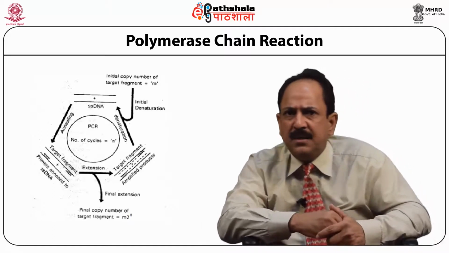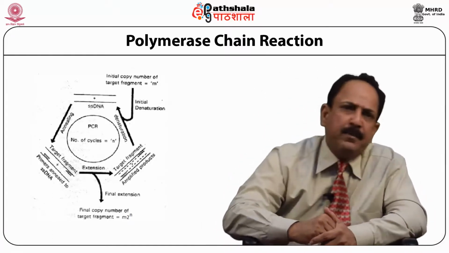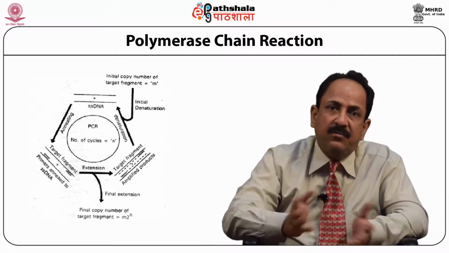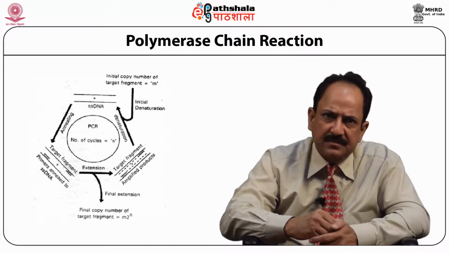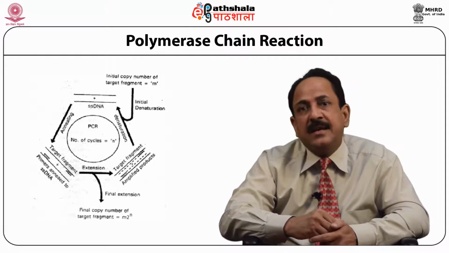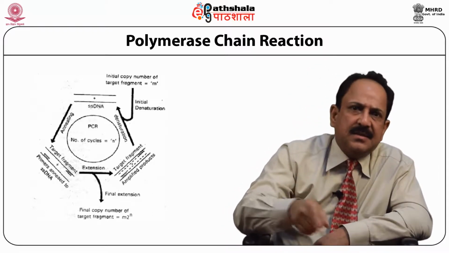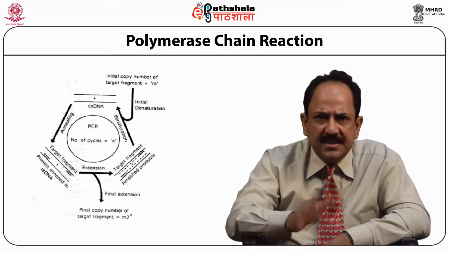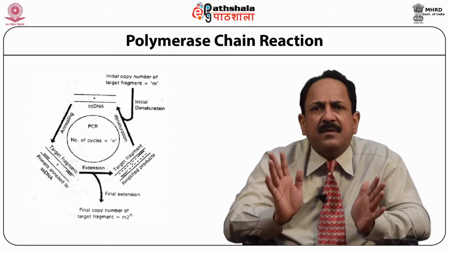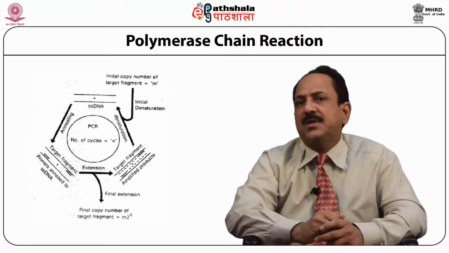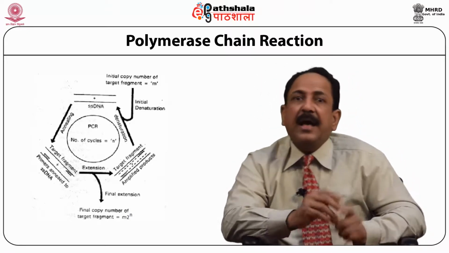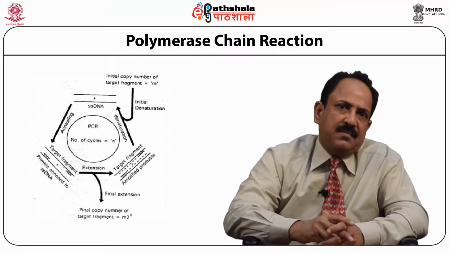Approximately M times 2 raised to the power N copies are produced, where M is the initial copy number of the target DNA, and N is the number of PCR cycles. Therefore, in PCR, several copies of the target desired gene are produced. Each copy is called an amplicon of the gene.